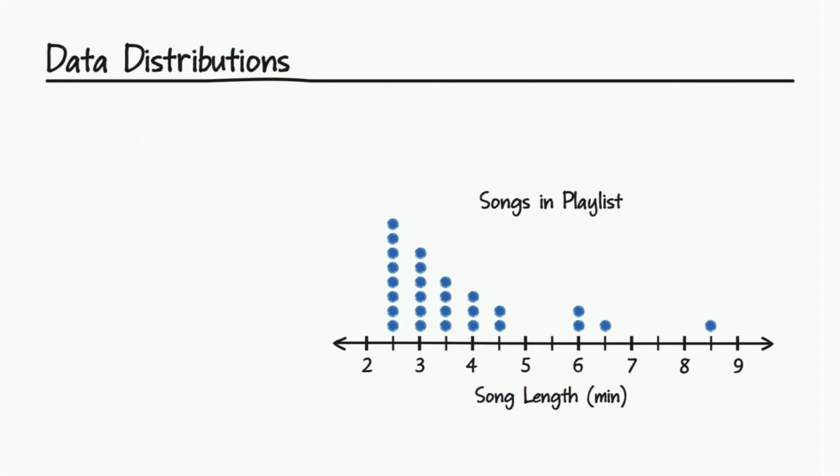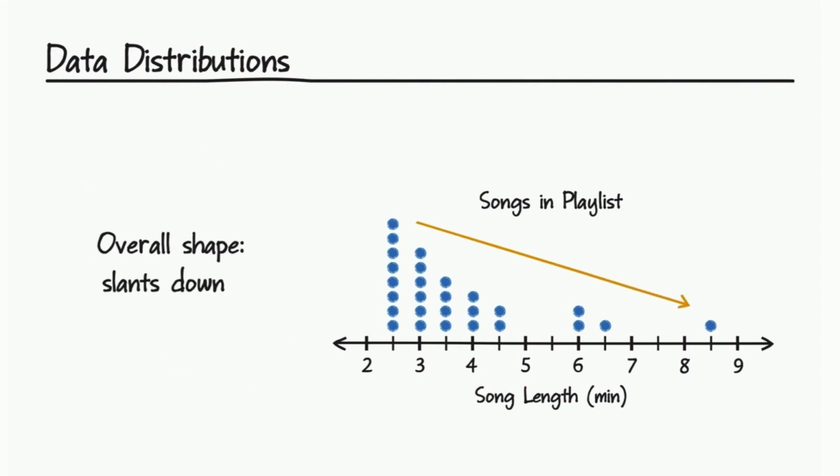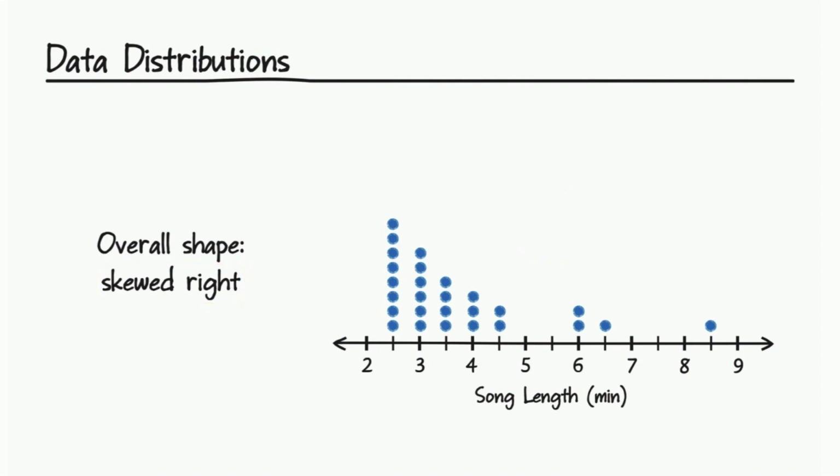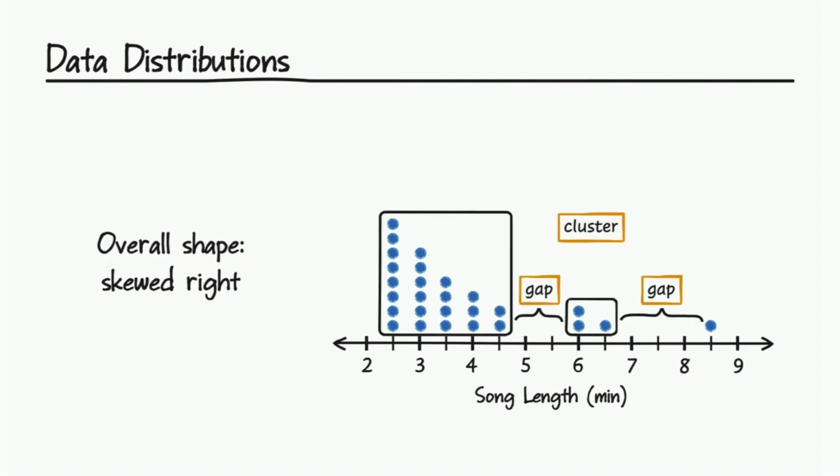At first, they describe distributions using everyday language. Then they learn more precise vocabulary, like skewed and symmetric, to describe the overall shape of a distribution. And they use terms like gap, cluster, peak, and outlier to describe the features of a distribution.